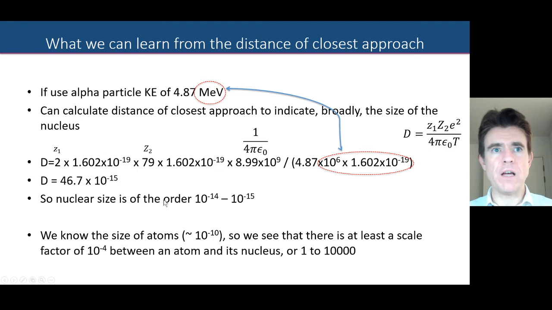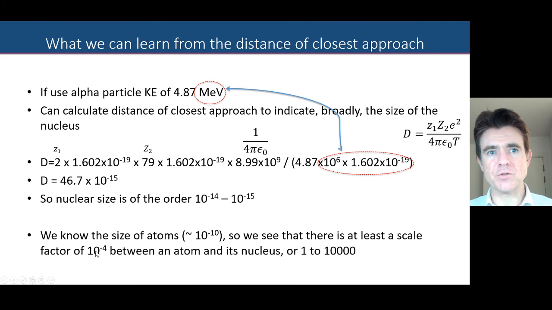And if you solve that, you'll get a distance of closest approach of the helium nucleus, the alpha particle, to the gold nucleus of about 46 times 10 to the minus 15, suggesting therefore that the size of the nucleus is within this approximate range, 10 to the minus 14 towards 10 to the minus 15 meters. And we know already that the size of an atom is about an angstrom, 10 to the minus 10 meters. And so that's why we can see that there's at least this kind of scale factor between the nucleus and the atom.